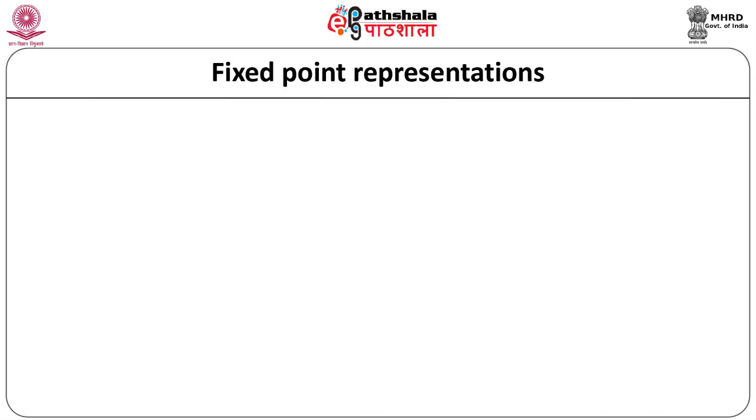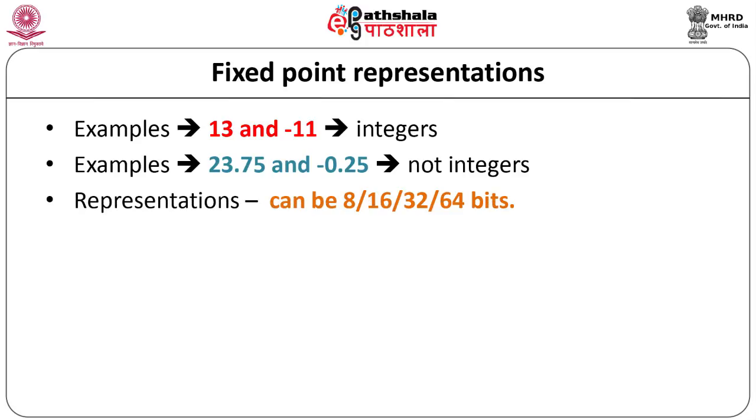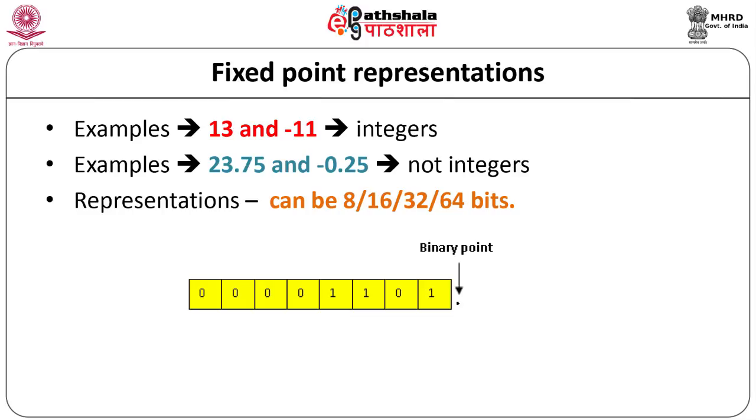Integers are whole numbers without a fractional part. For example, 13 and -11 are integers, whereas 23.75 and -0.25 are not integers. An integer can be thought of as a number in which the position of the decimal point is fixed. Integers can be represented in 8-bit, 16-bit, 32-bit or 64-bit formats.